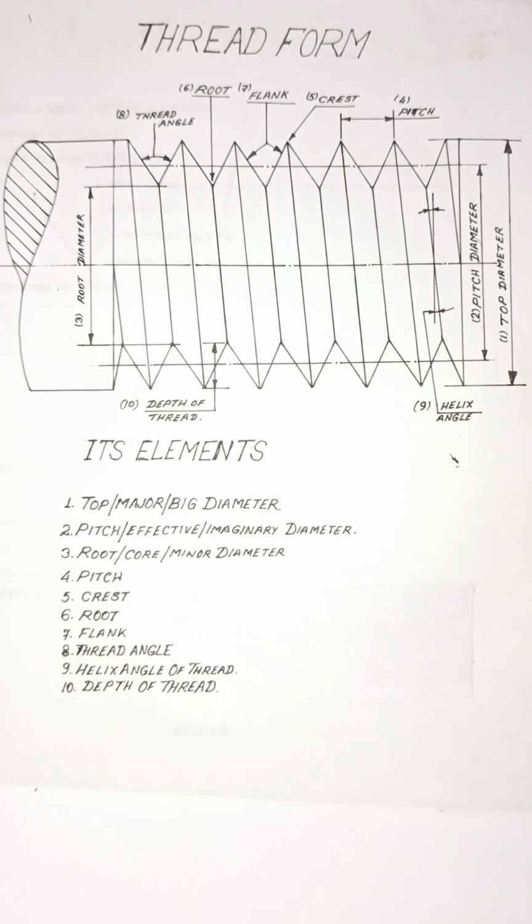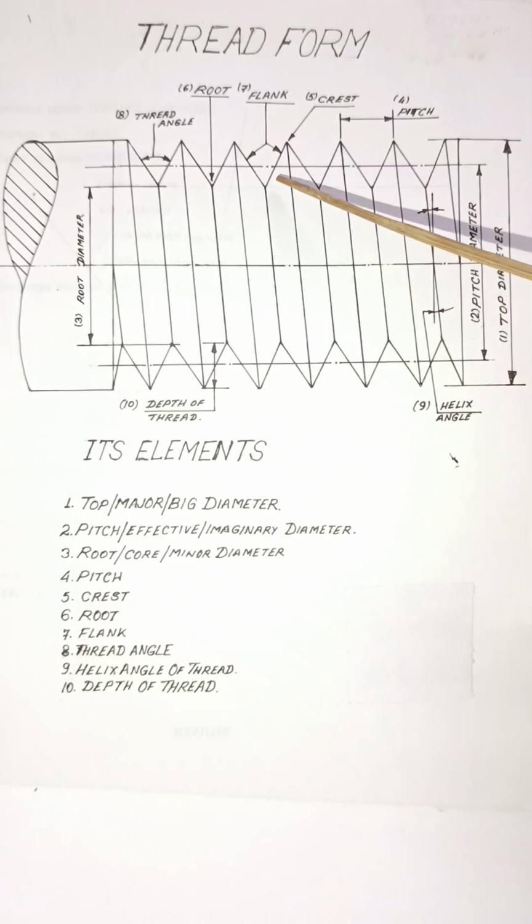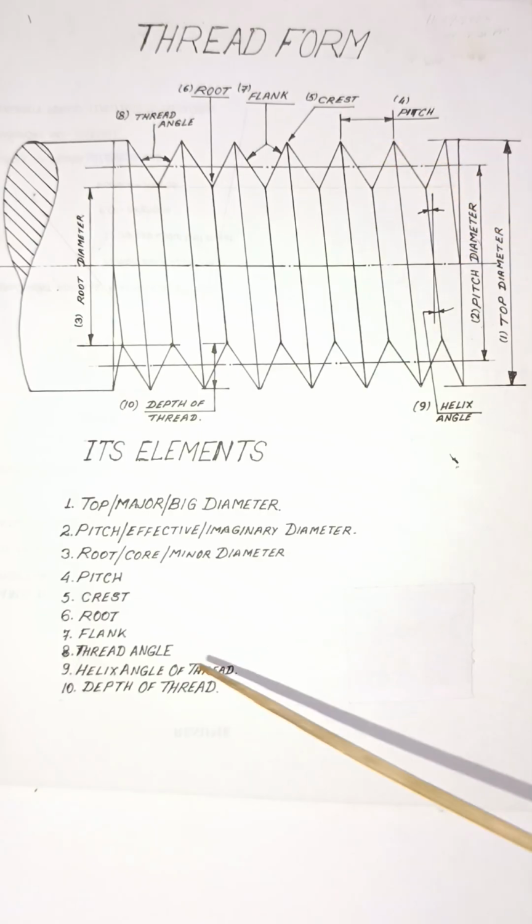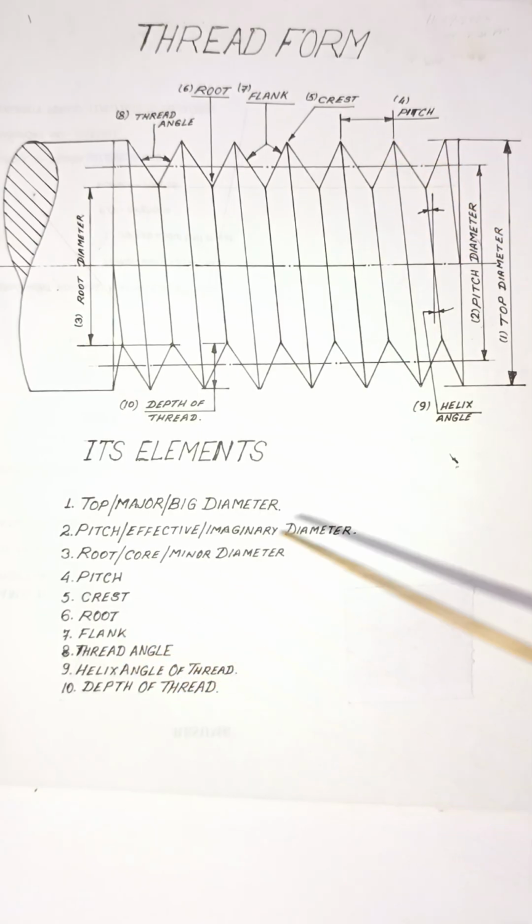When we cut the thread, two slopes we will find. Here one slope, one on the other side. This is a slope, this is a slope. These slopes are called flanks. These flanks meet at the root point and the crest point. So, flank.